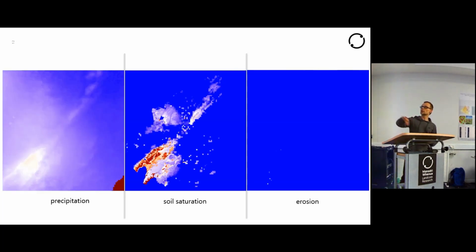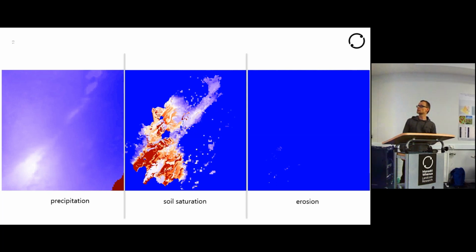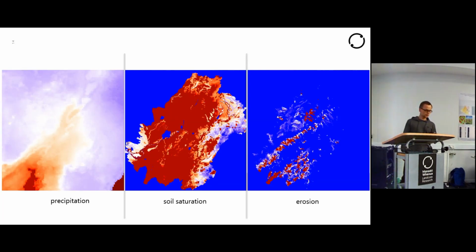So we see precipitation moving into the catchment, the soil more saturated, and we've got a tiny bit of erosion. That's total erosion combining all the processes. We see this getting a bit stronger. We've got a little bit more precipitation here, saturation increases in spatial coverage as well. And we see, again, a little bit of erosion.